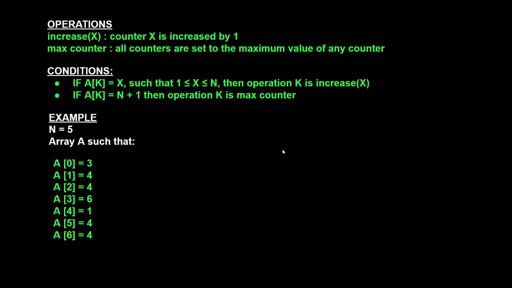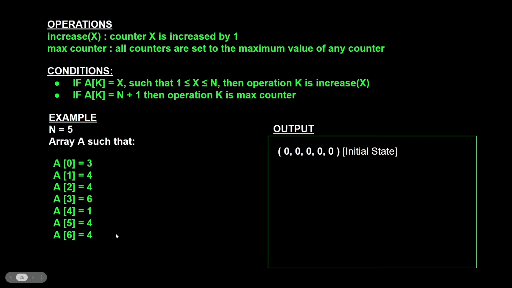For example, if we have n equals 5, and an array A such that A at 0 equals 3, A at 1 equals 4, and so on, we're going to break down the output. Initially, everything is set to 0. So 0, 0, 0, 0, 0. N is 5, so we have 5 zeros.